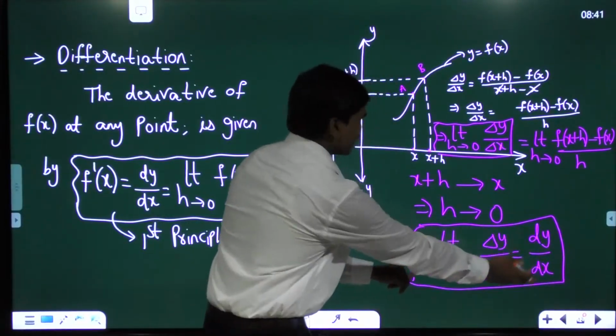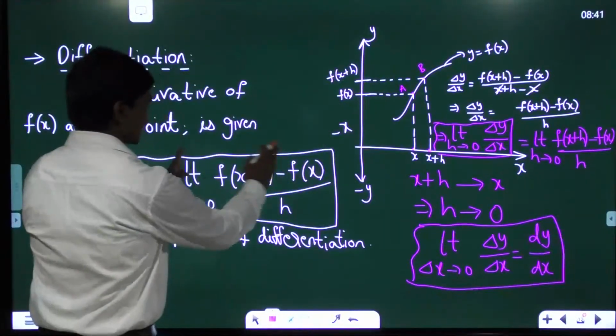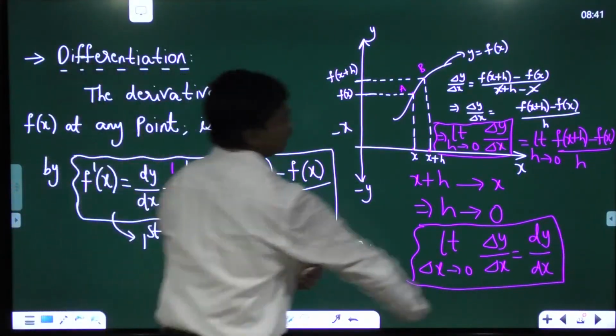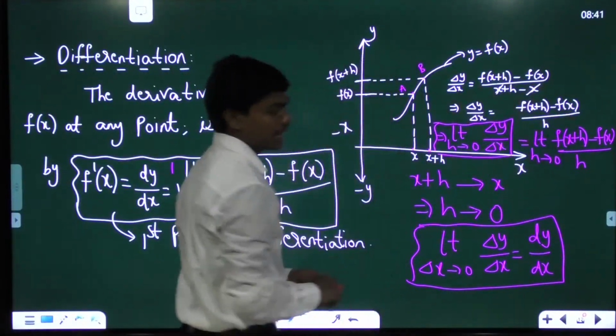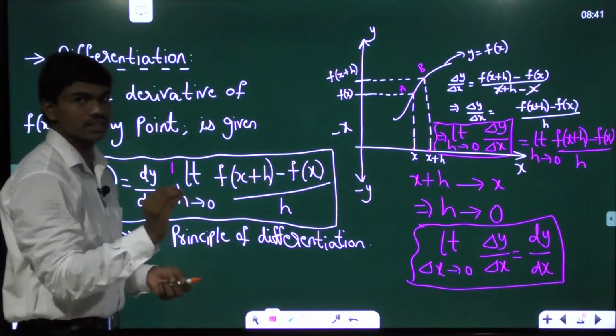So when this limit is this one, which is dy by dx, this dy by dx is here, which we are talking about, and this expression on the right hand side of this equation is here, which is basically the analysis of this, correct? So that's how this first principle of differentiation gets evolved.